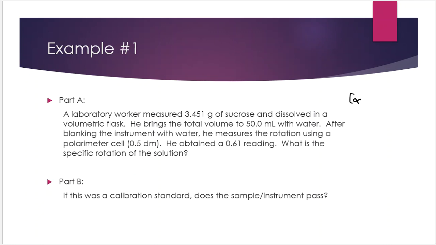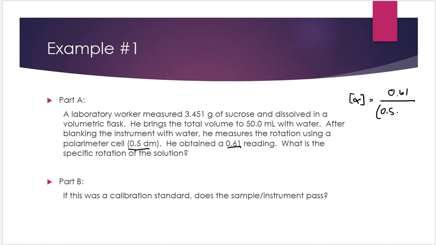Specific rotation is alpha bracket. To solve this equation, I need the observed lab rotation up on top, and it says he obtained a 0.61 reading. So 0.61 goes there. That's not hard. Down below, we need an L, and that L is typically the length of the tube. The length of the tube is given. A polarimeter cell has 0.5 decimeters. We said that most of the time it is 1, but here we do something a little different. That's okay. I'll just put 0.5 there instead of a 1.